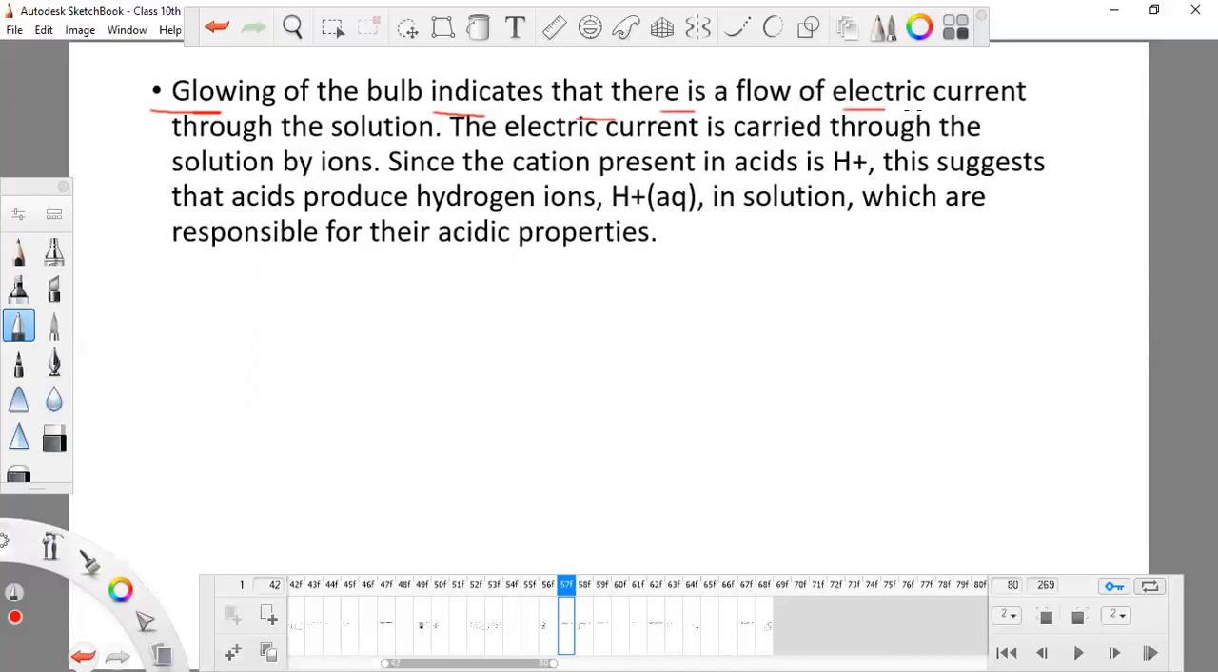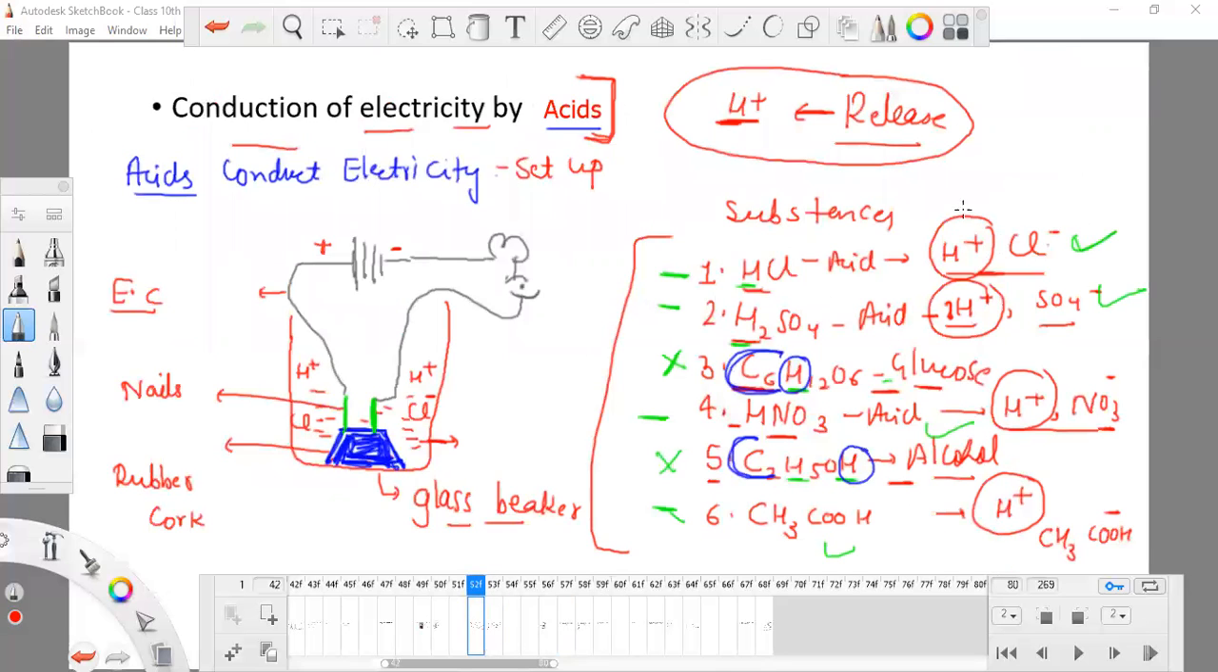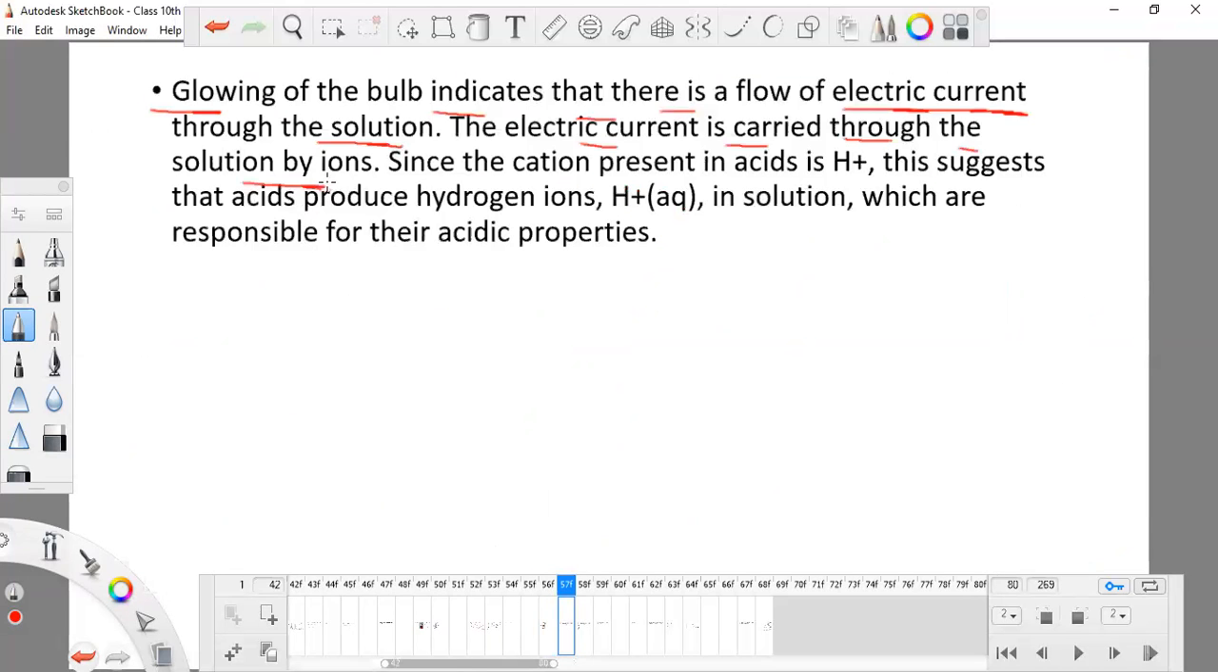Now this is the conclusion of our experiment: the glowing of the bulb indicates that there is a flow of electric current through this solution. The electric current is carried through the solution by ions. What ions? Acids were dissociated into their corresponding ions: H plus Cl minus, 2H plus SO4 2 minus, H plus NO3 minus, H plus CH3COO minus. So they will dissociate into their corresponding ions, but each and every acid will release H plus. That is a fixed thing. If it is an acid, it should be releasing H plus ions.